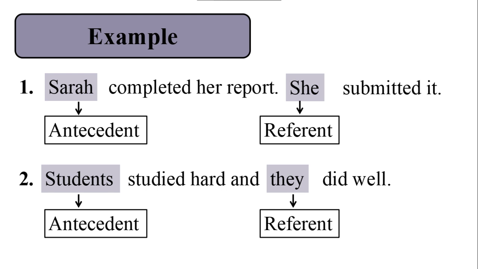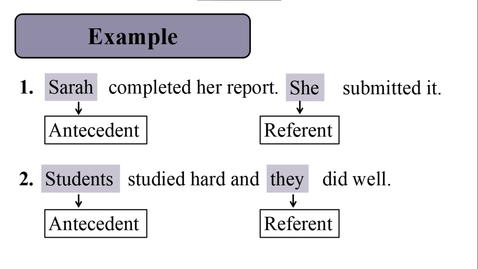Makes sense. Or how about, "The students studied hard and they did well"? Perfect example. "Students" is the antecedent. "They" is the referent. Understanding that link is foundational. Yeah, it's key for making sure everything hangs together, that we know who or what we're talking about, without repeating "the students, the students, the students." Right, exactly. Avoids ambiguity.